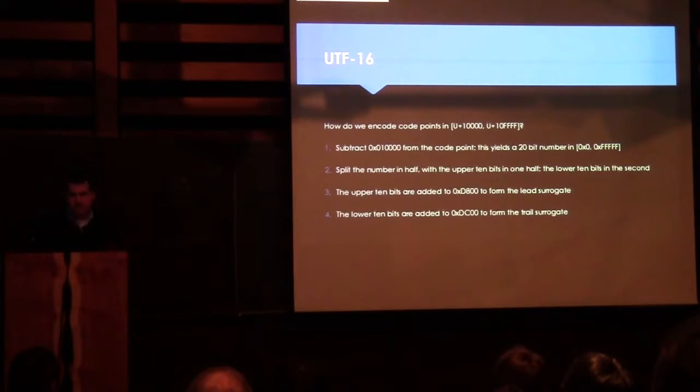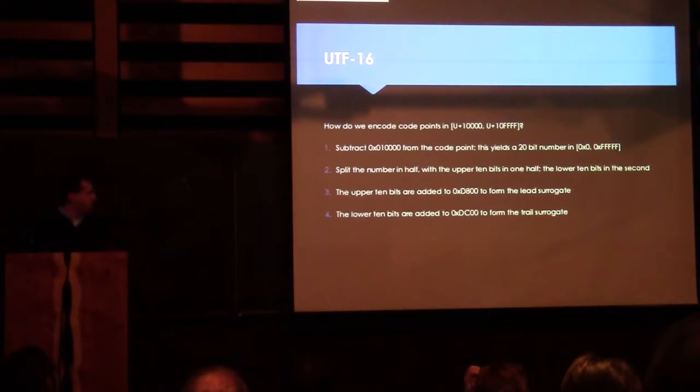So how do we do this encoding? If we have a code point outside that range, first we subtract the 10000 from it to give us a 20-bit number between 0 and the maximum value represented by 20 bits. We split this in half with the upper 10 bits and the lower 10 bits.